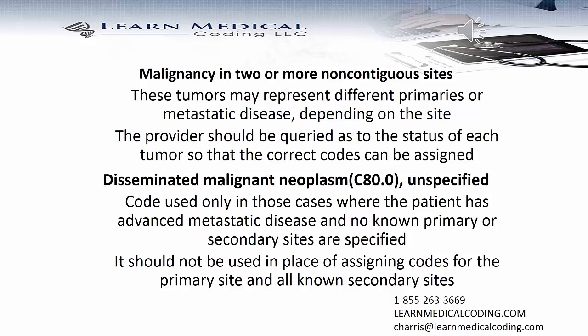Disseminated malignant neoplasm code, which is C80.0, unspecified. This code is used only in those cases where the patient has advanced metastatic disease and no known primary or secondary sites are specified. It should not be used in the place of assigning codes for the primary site and all known secondary sites. So if you know where the secondary sites are, or if you know the primary site, you will not use this code C80.0.